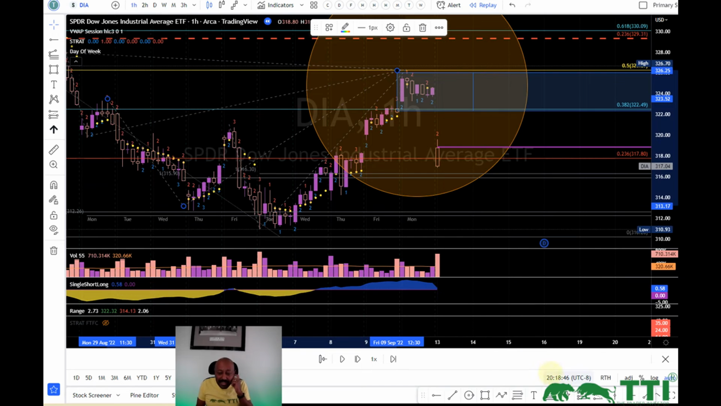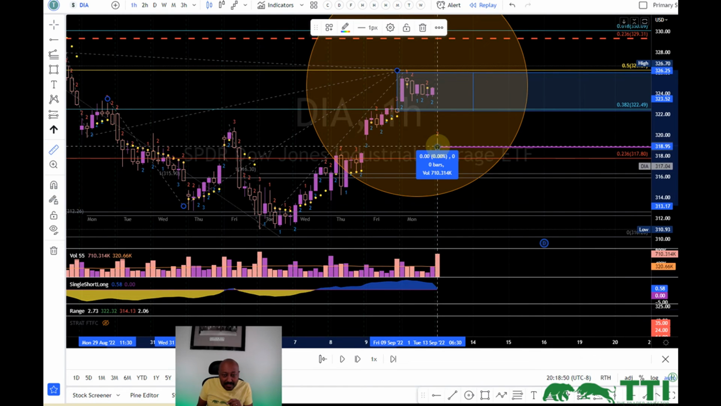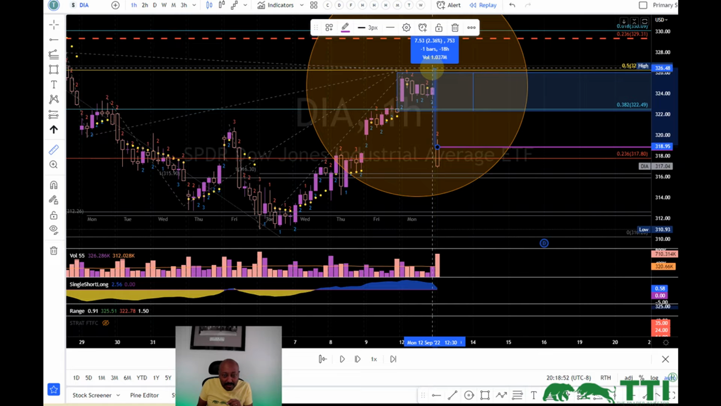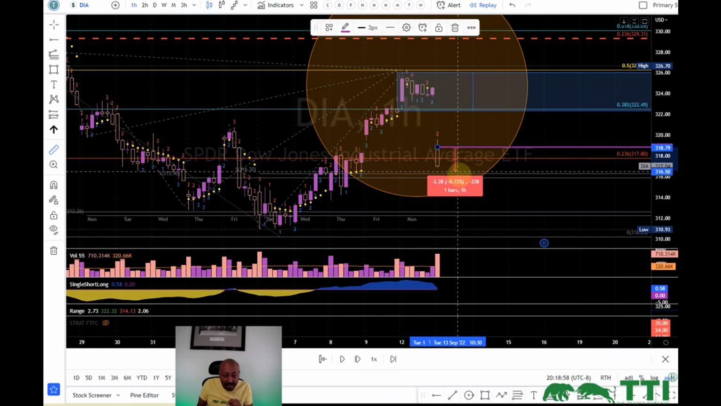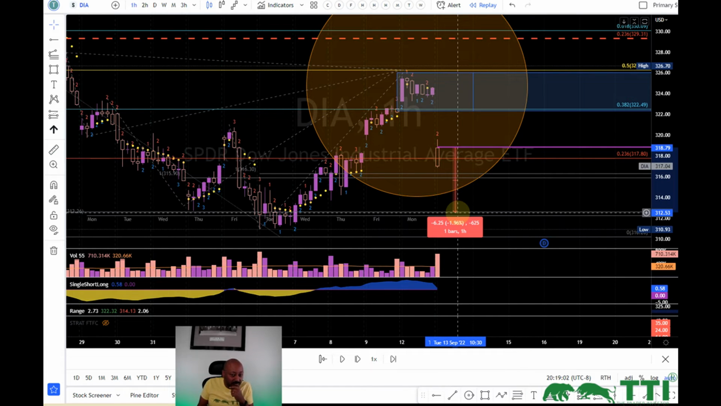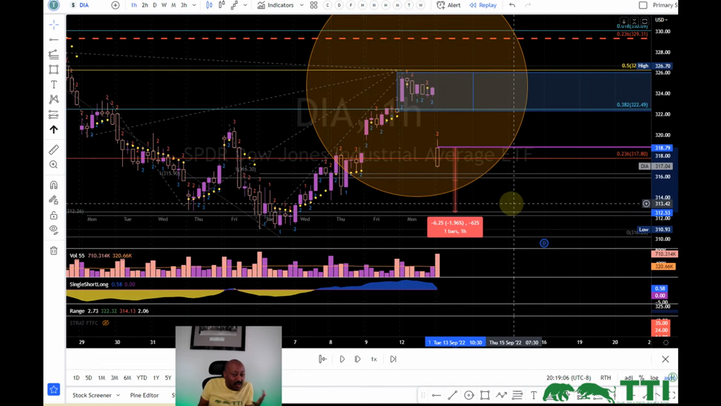So do I take a chance from this entry to this stop, 753, Jeez, to make a potential of 625? It's pretty risky. That's a decision you have to make. It's not a wrong decision. It's just a decision you have to make.